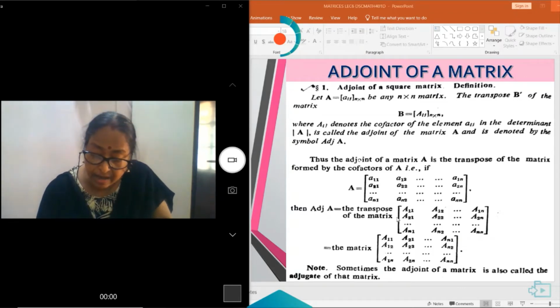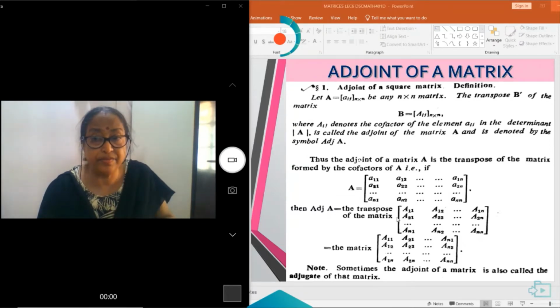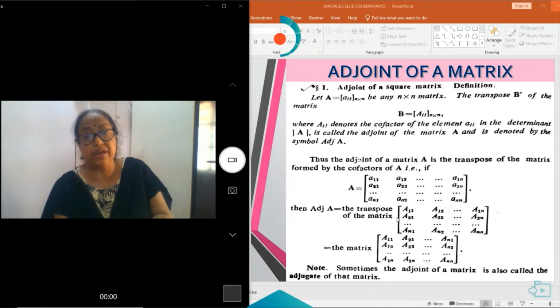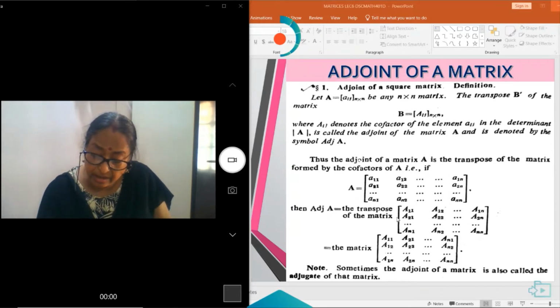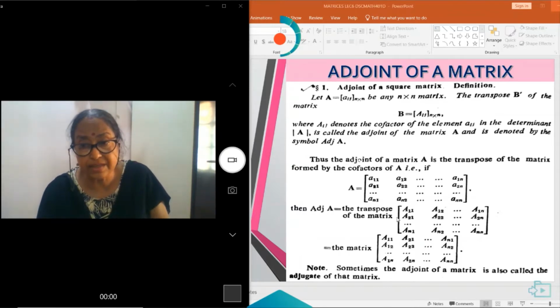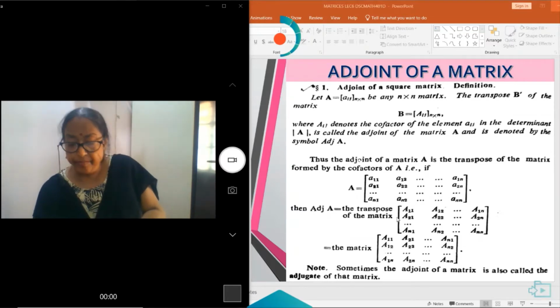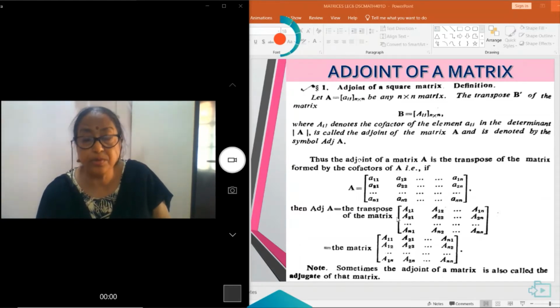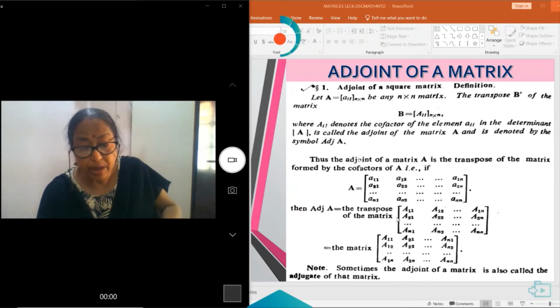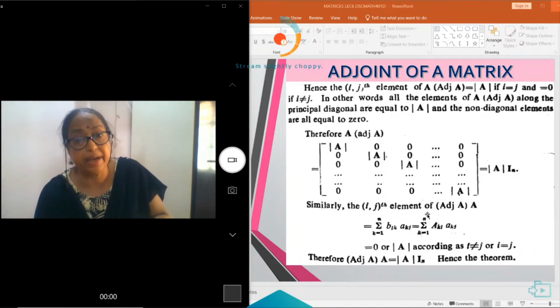And the adjoint A is equal to the transpose of this matrix. That is, rows should be converted into columns and columns into rows. That is equal to A11, A21, An1. That is the first row. First column is converted into first row. Similarly, the second and third, and so on. Now, this is the form for how to find the adjoint of A. So we will discuss some theorems on it, but before going to that theorem, I want to explain one example.